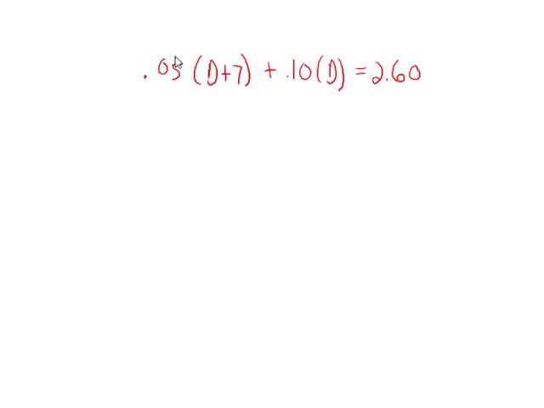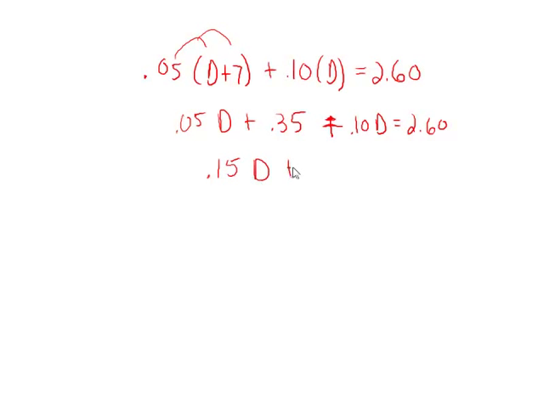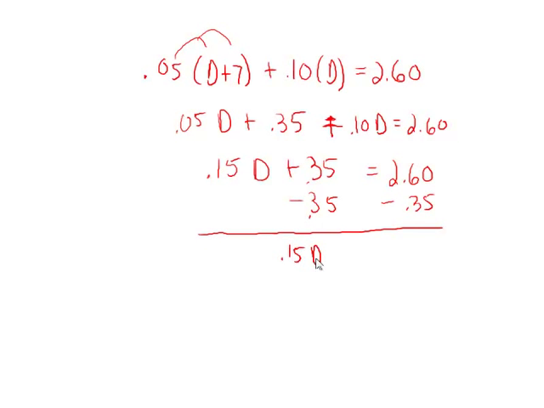To solve this, I distribute the 0.05, gives me 0.05 D plus 0.35, plus 0.10d equals 2.60. Combine the like terms, 0.05 and 0.10 add up to be 0.15d plus 0.35 equals 2.60. Subtract the 0.35 on both sides, and I have 0.15d equals 2.25.